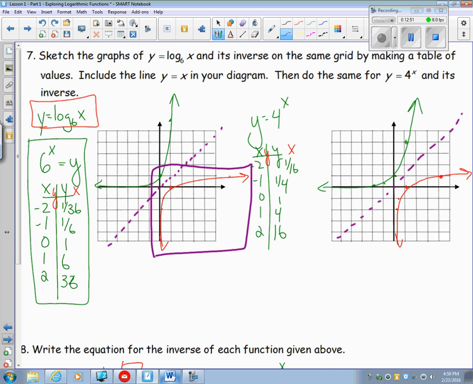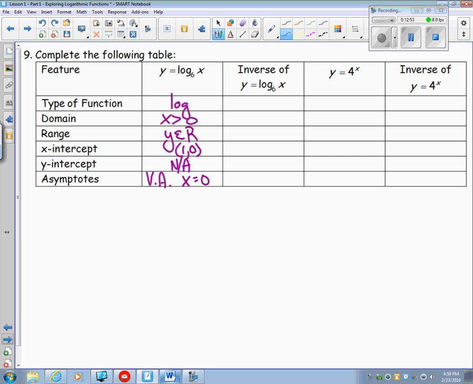Its inverse, the green one, well, if we're smart about it, we know these things are opposites. So this one will be an exponential function. This one will be x is all real numbers up here. This one will be y is greater than 0. This one will be not applicable. This one will be 0, 1. Make sure we change the order there. And this one, the opposite of a vertical asymptote, is a horizontal asymptote. And the equation would be y equals 0.